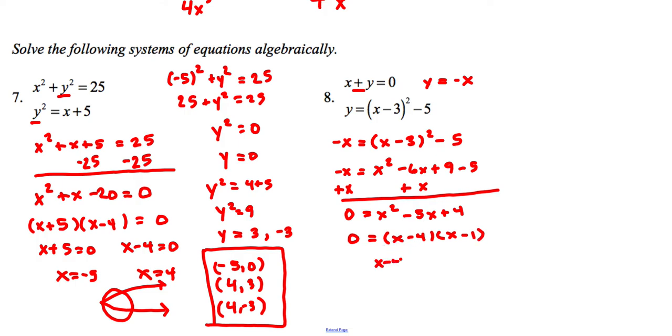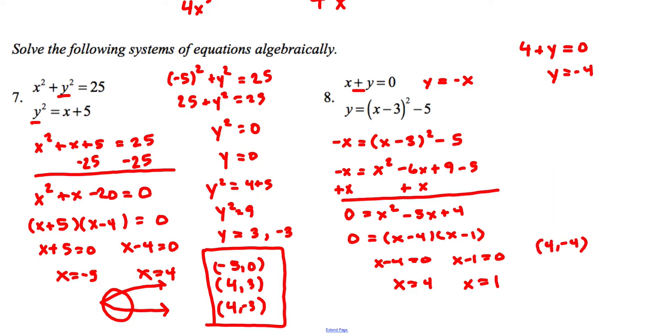So in the end, we get x minus 4 equals 0 and x minus 1 equals 0. So x equals 4 or x equals 1. Now we take those and we plug them in to get our other values. So we have 4 plus y equals 0, which means that y would have to equal -4. So that's one solution for -4.